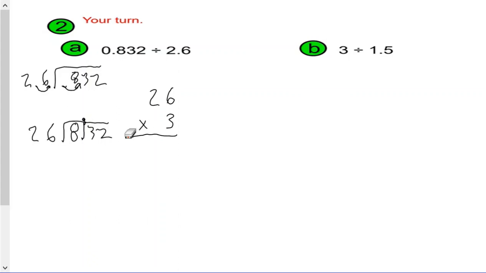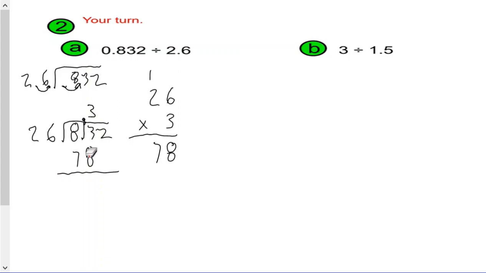So 26 times 3, that'll give me 18. And 3 times 2 is 6, plus 1 is 78. And going into 83, that's pretty close, so I'm going to use 3. We got 78. Alright, now we can subtract.